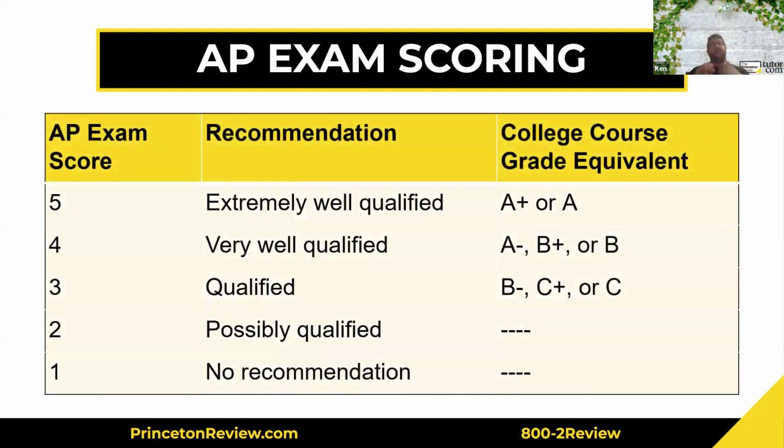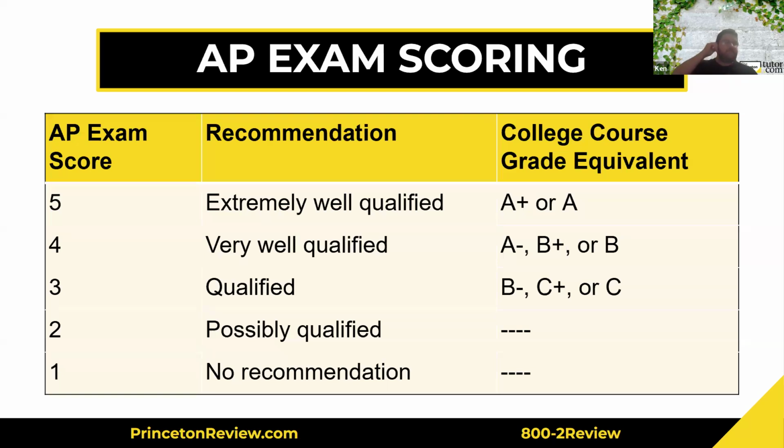So if College Board grades your test at a 3 out of 5, they're saying to colleges, this student is qualified in this area. So if I get a 3 on AP World History Modern, College Board is saying, they're pretty qualified in their knowledge of this topic. It would be like they took a course at your college and got a B-, C+, or a C. A 4 is very well qualified, and you can see the equivalents on the chart. And a 5 is a perfect score. It is extremely well qualified.